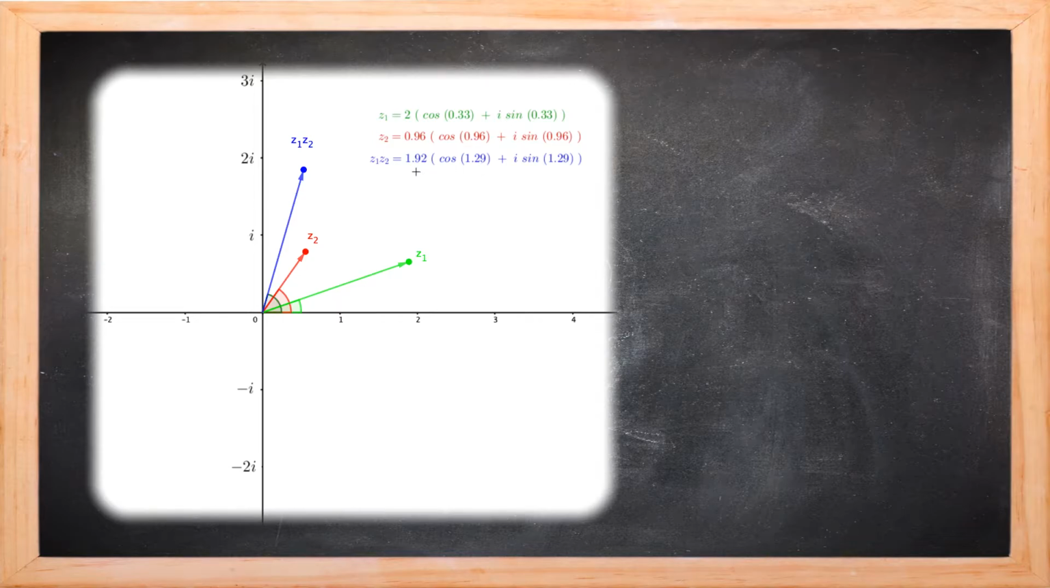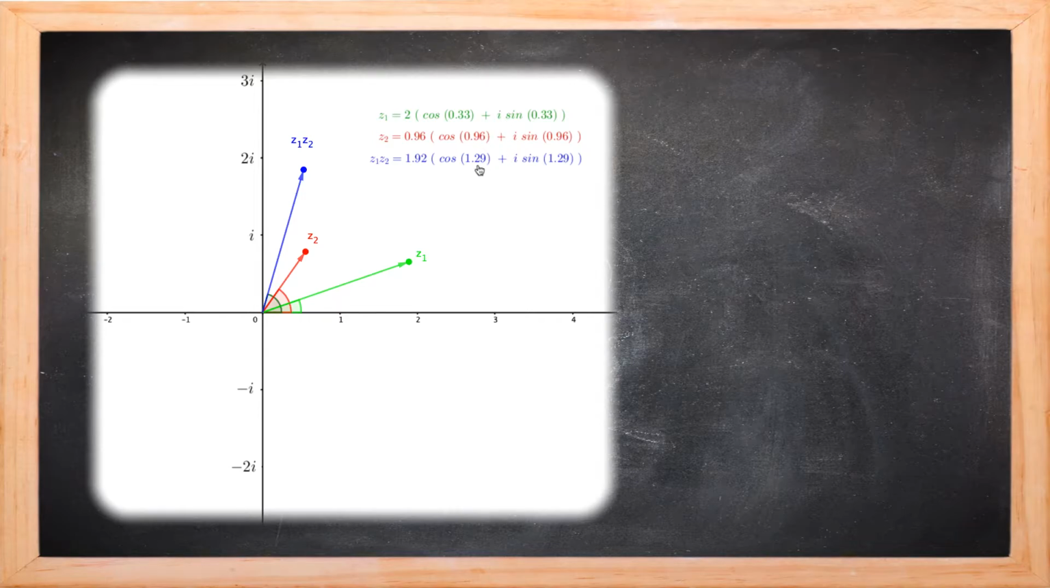And I think we can see that there's a multiplicative thing going on here. Twice 0.96 is 1.92. And there's an additive thing going on here with the arguments. 0.96 plus 0.33 does give us 1.29. So it would appear that we multiply the two moduli to get the modulus of the product, and it would appear that we add the two arguments to get the argument of the product.